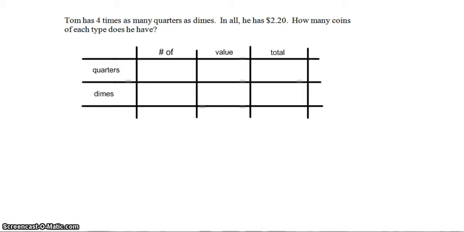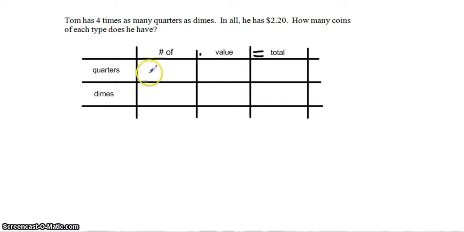So this is what mine looked like. Pretty simple. Since this is a coin problem, you have the quarters and dimes, the number of quarters and dimes, the value of 1 quarter and 1 dime, so 25 cents and 10 cents, and the total, which is number times value equals total. So let's fill in our chart.